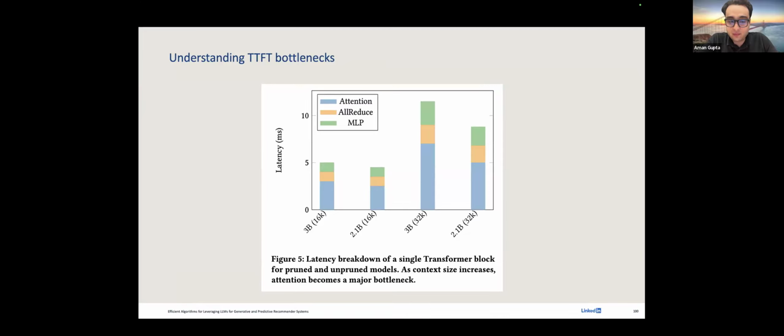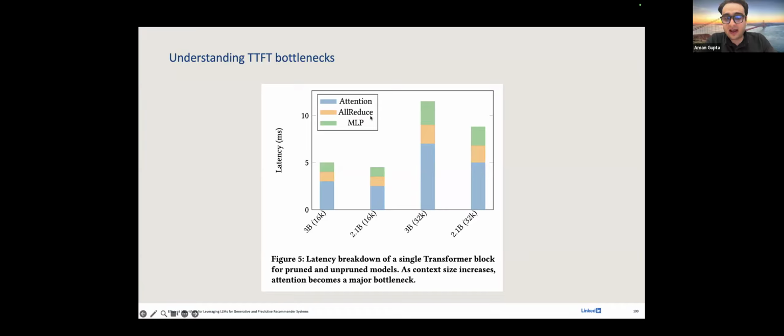And here we have two different models, a 3B model and a 2.1B model at different context lengths, 16K and 32K. And we are looking at the latency of one transformer block here. We have three main components of our latency here. There's the attention mechanism, there's the MLP block, and there is the all-reduce GPU communication overhead. And we see that as we increase the context length, the attention latency becomes much larger, like this blue color here.